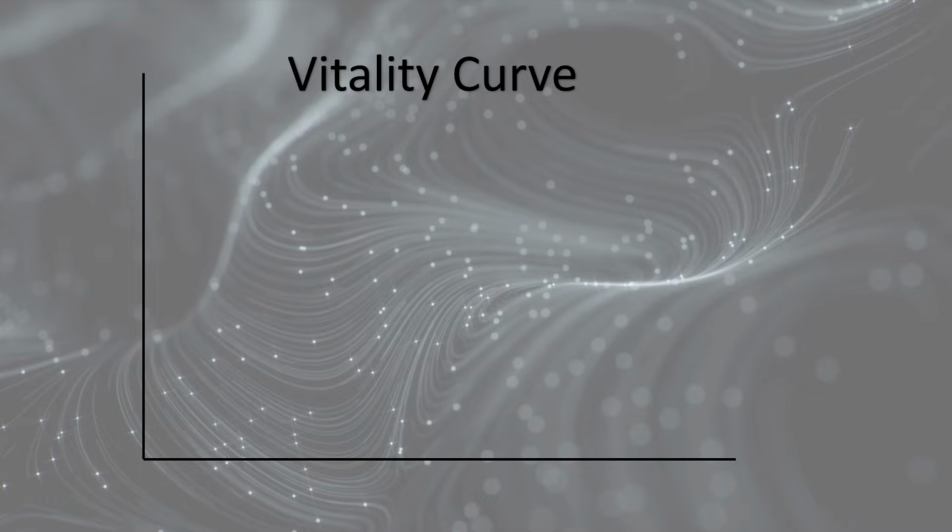Today we're going to take a look at a concept called the vitality curve. The vitality curve was something that a lot of organizations use, but it was popularized by Jack Welch back in the 80s when he was the CEO of General Electric, the larger conglomerate that had all the subsidiary companies most of us are familiar with.